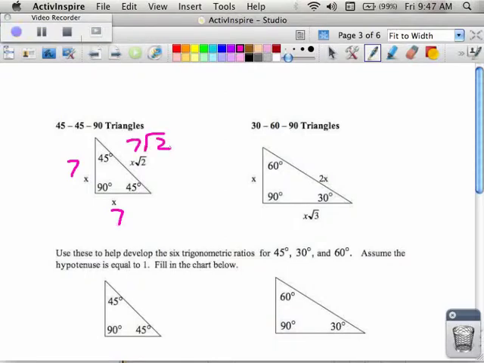What I want you to notice in this triangle is that when you're going from the leg to the hypotenuse, you are multiplying by the square root of 2. When you're going from the hypotenuse to the leg, you're dividing by the square root of 2. That's what happens in the 45, 45, 90 triangles.